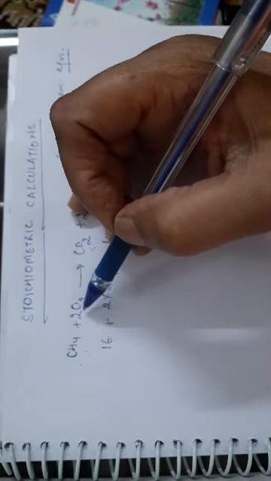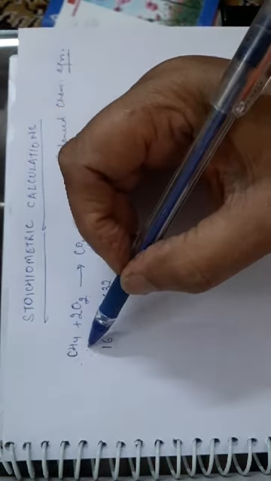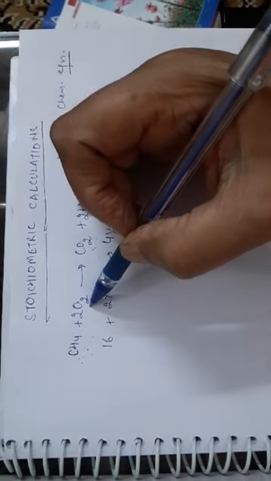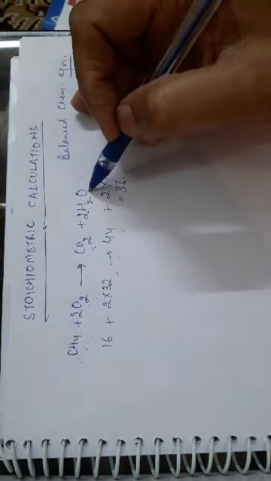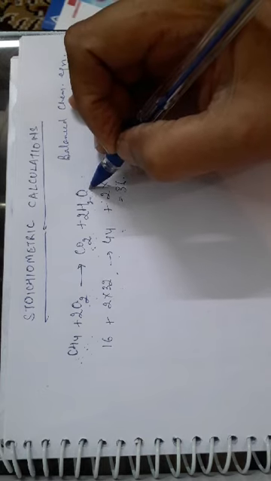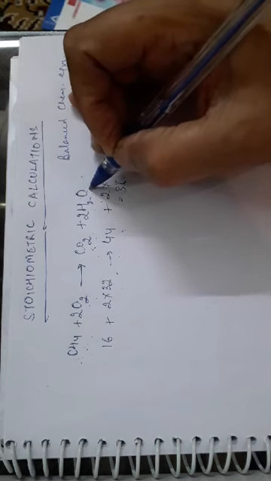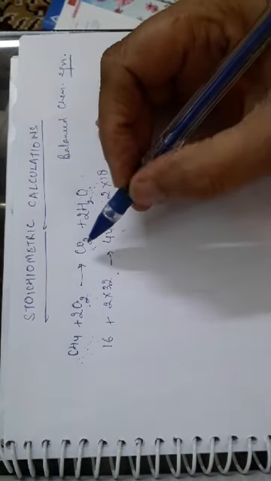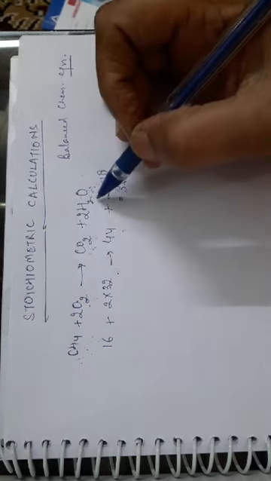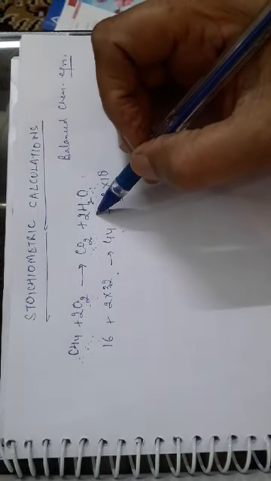Also, by volume, the ratio of combination of methane and oxygen, they both are existing in the gaseous state. They are reacting in the ratio 1:2. And carbon dioxide and water is produced here in the form of water vapor. As the reaction is exothermic, the temperature is quite high, it vaporizes, and the ratio between volume of CO2 and H2O is also 1:2.